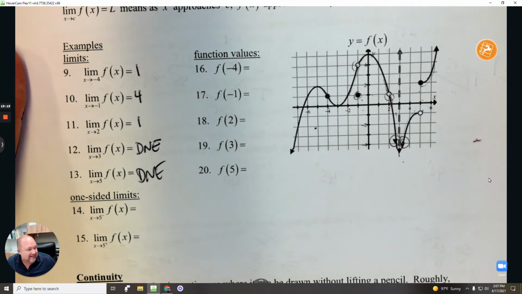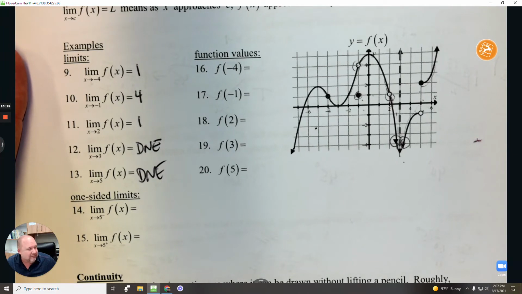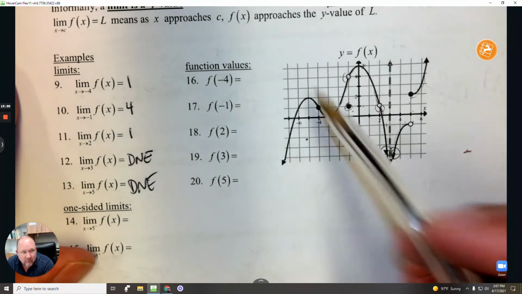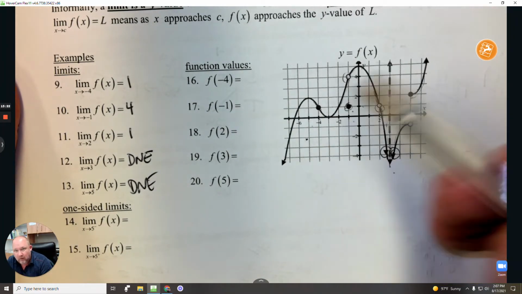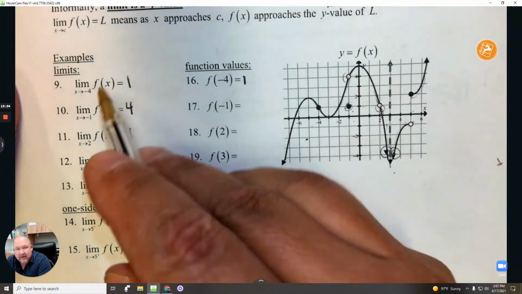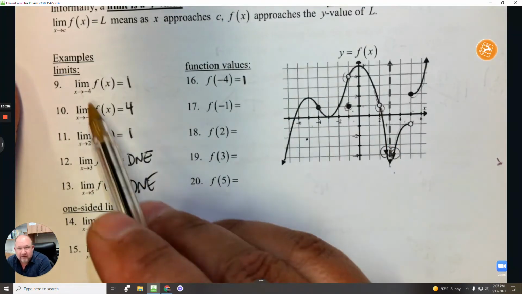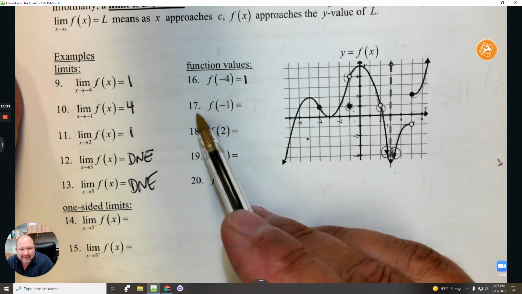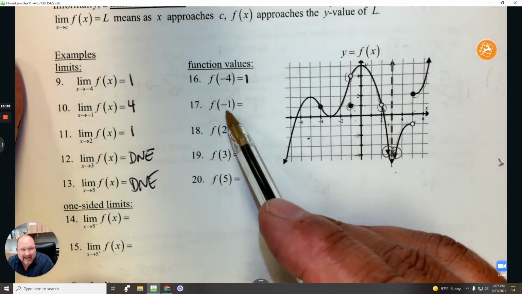Number 16. No, those are limits. Now function values. So now we want to know what it equals. So at negative 4, what does it equal? And the answer is 1. So that means at negative 4, this is a continuous function because the limit value and the function value equal the same answer.